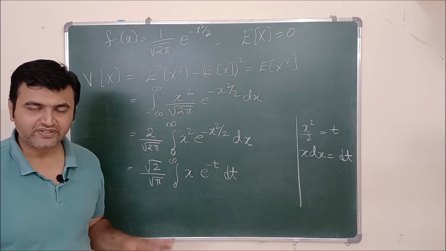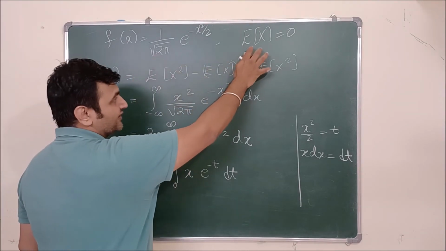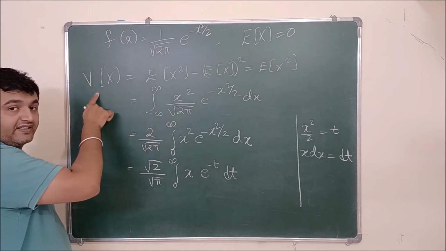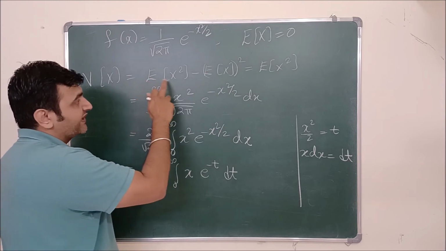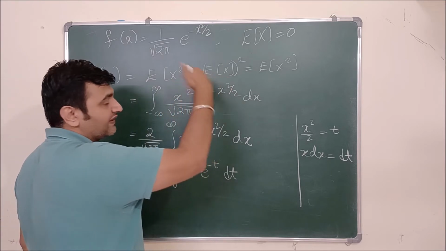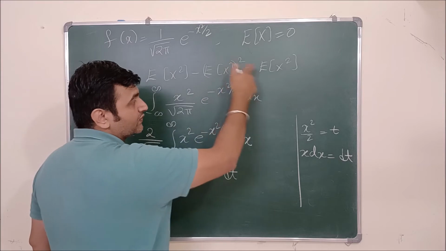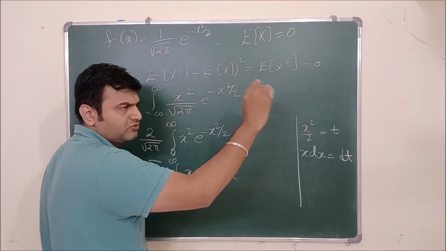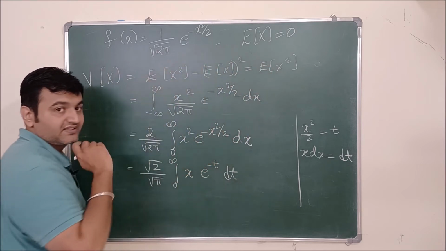I have done most of the calculations just to save your time. So this is the PDF and your expectation is 0. We want to find the variance. We have seen earlier that variance of a random variable is expectation of x square minus expectation of x the whole square. But expectation of x is 0, so this is minus 0, no need to write. So variance of x is nothing but expectation of x square in this case.